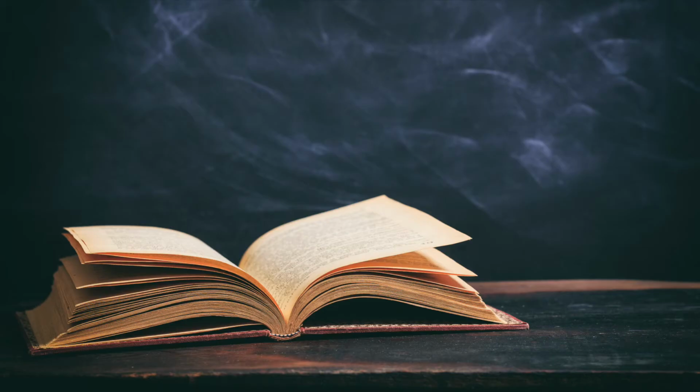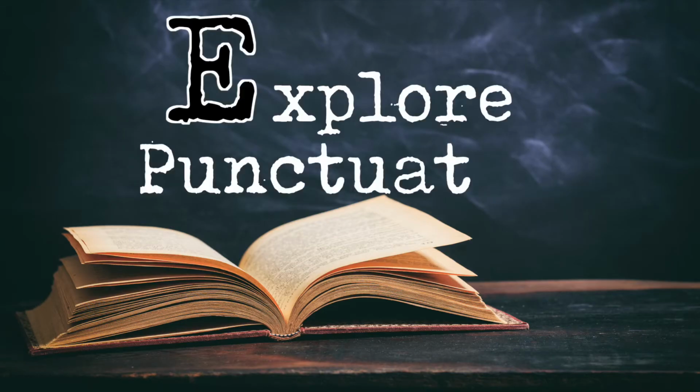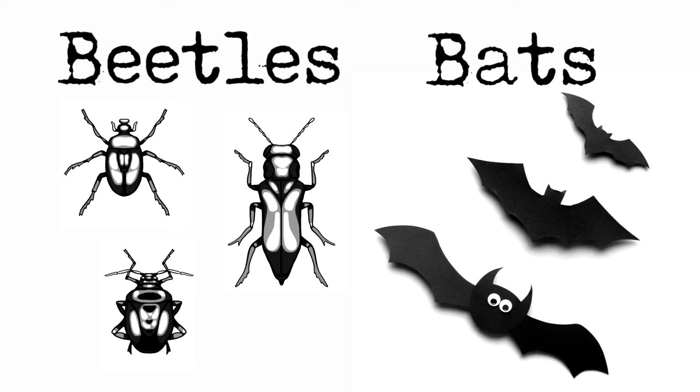So the first thing I'm going to look for is punctuation. I am going to explore punctuation in my verse. By that, I'm going to look for things that stand out for me. So I might look for any words with alliteration. In this speech, I can see beetles and bats are together. So that might be really helpful for me to choose those words vocally and do something with them.